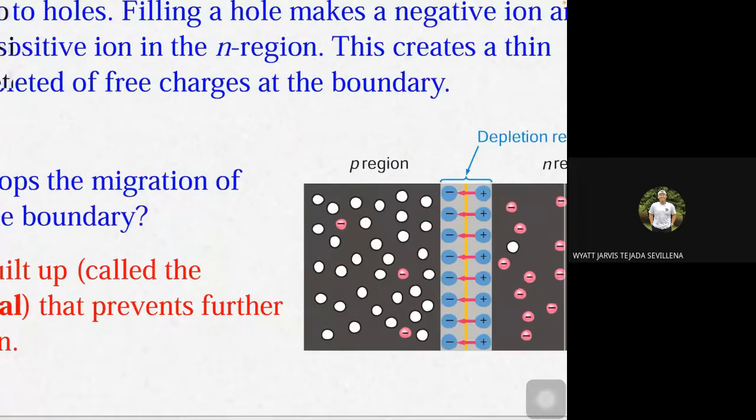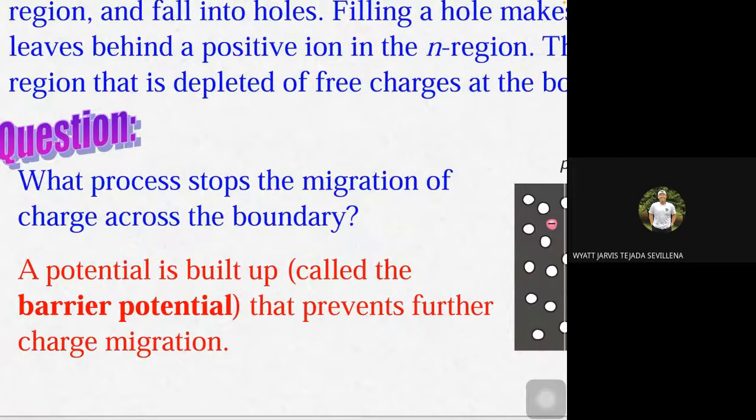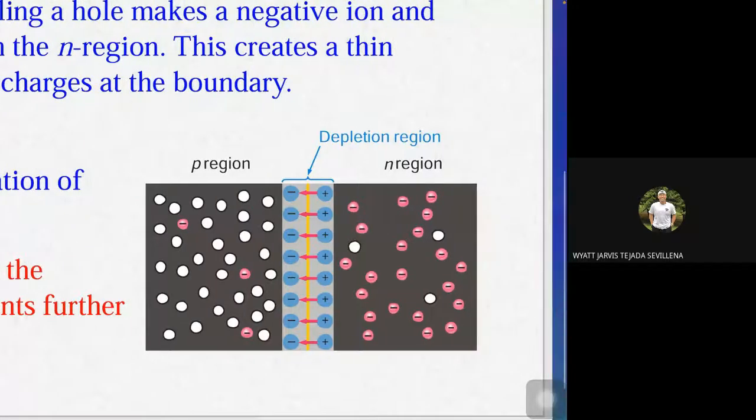So a potential is built up that prevents further charge migration, and this potential is in the form of voltage. So we need a stronger voltage to break that potential. Okay. So I think Dan answered this earlier, although in question form. Voltage? Yeah, voltage. So we need a sufficient amount of voltage to break the voltage drop or voltage barrier generated by the depletion region.